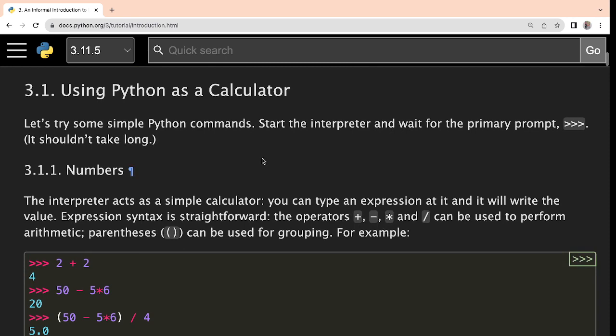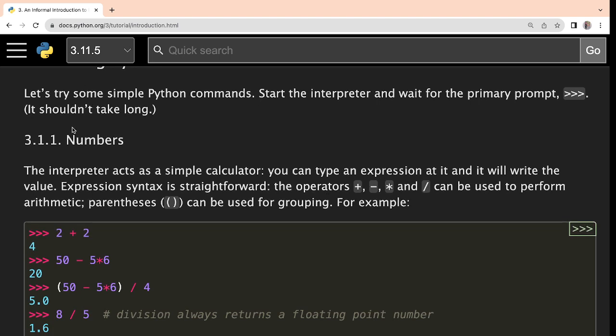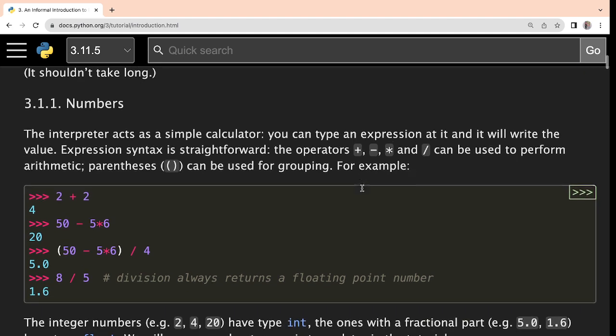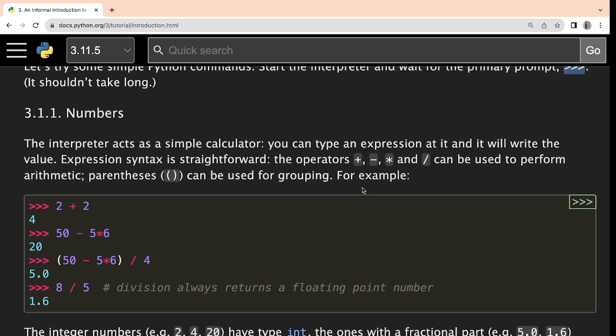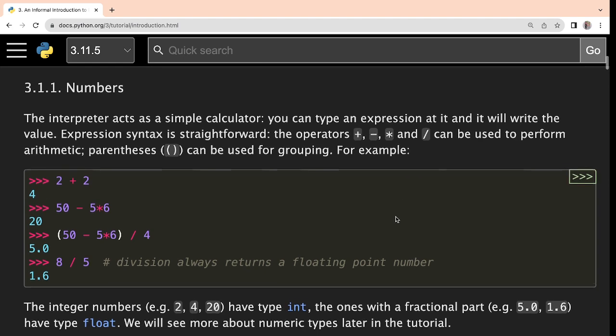After this, we will see the next unit, which is using Python as a calculator. Python can be used as a very quick calculator, that is, you can write big expressions and quickly hit enter and it will give you the output. Here they have shown some examples of Python commands. First of all you have to start the interpreter. How to do that I have shown in the previous video, and in this lecture also I will be doing it. Then you wait for the primary prompt, which does not take a long time. Very instantly you will get the primary prompt, and after that you can start writing your commands.